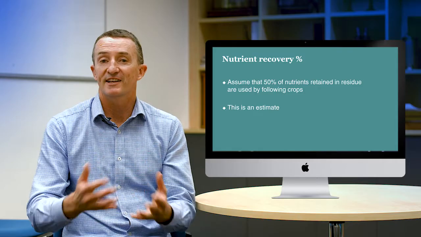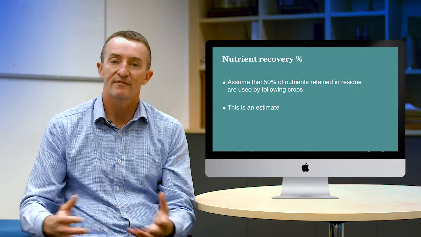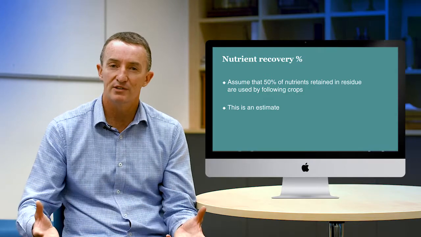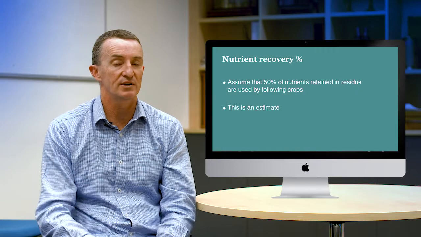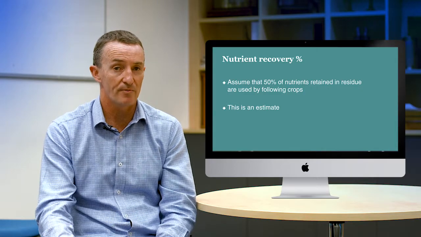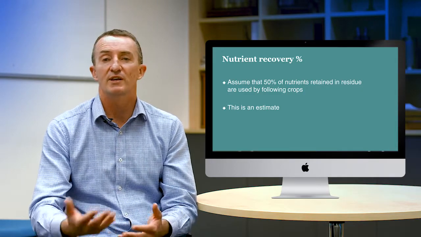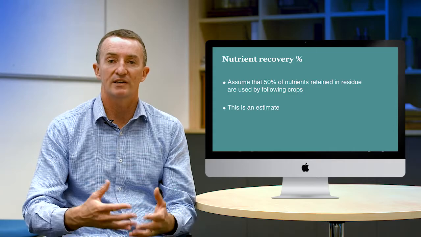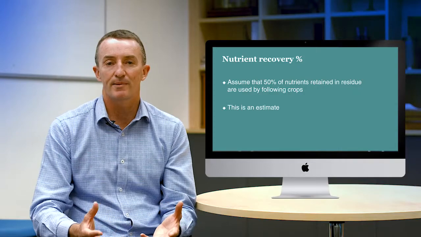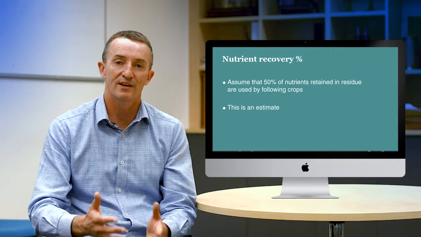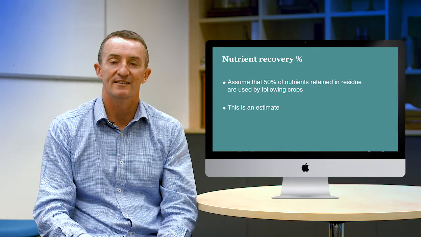So while we've calculated how much nutrient removal we have in straw, we know if we retain residue that not 100% of the nutrients in that residue is available to the following crop or crops. So we need to account for how much of it is available to the crop. In rough figures, we think that around 50% of the nutrients from retained stubble may be available to following crops. This is a rubbery figure, but we have to choose a figure, and we've chosen 50%.